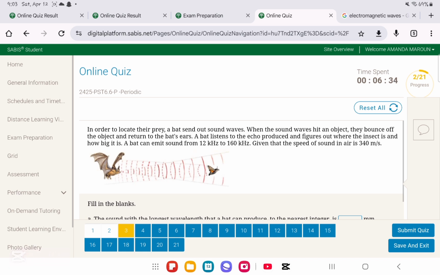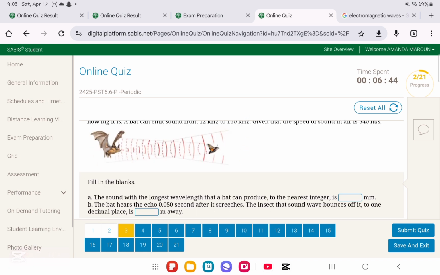A bat can emit sound from 12 kHz to 160 kHz. Given that the speed of sound in air is 340 meters per second, fill in the blanks. The sound with the longest wavelength that a bat can produce to the nearest integer.